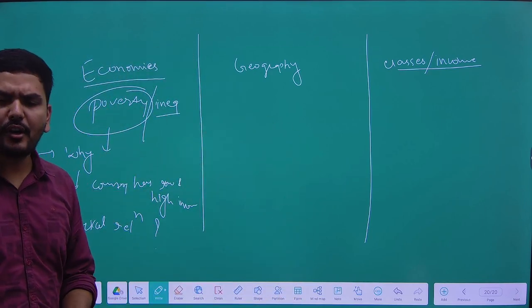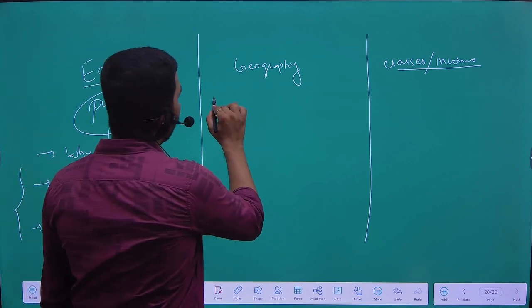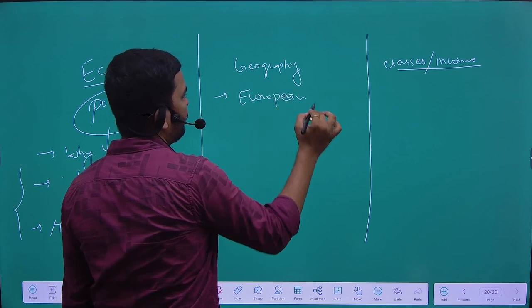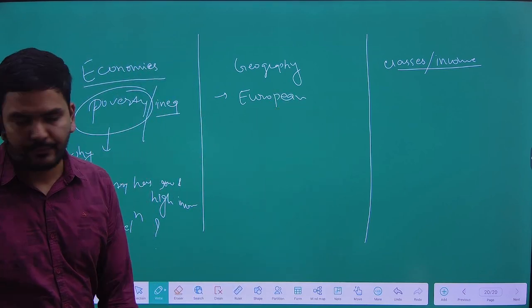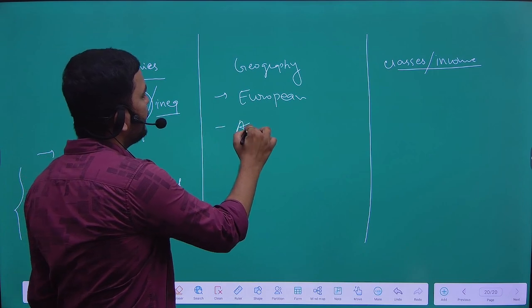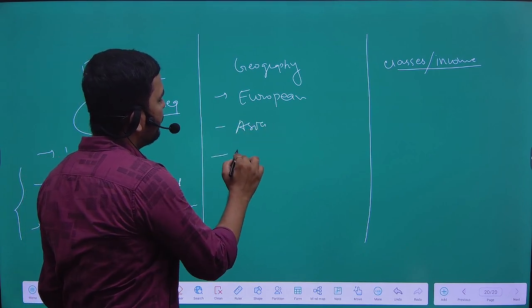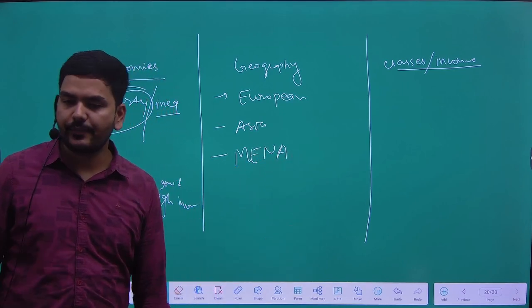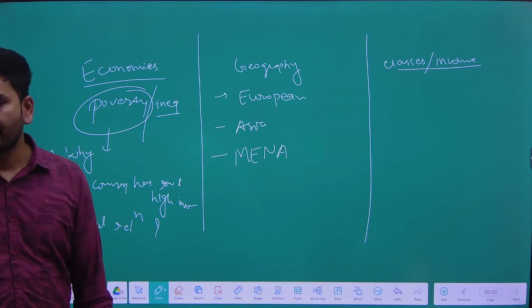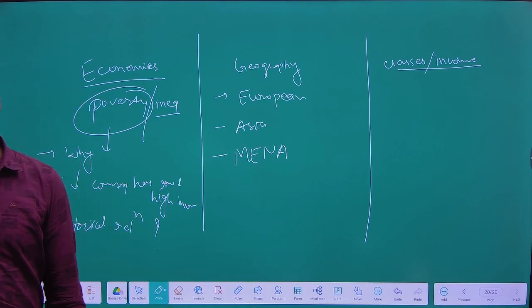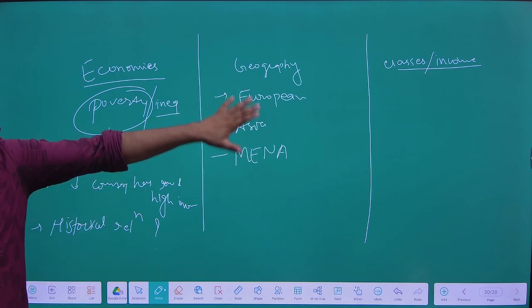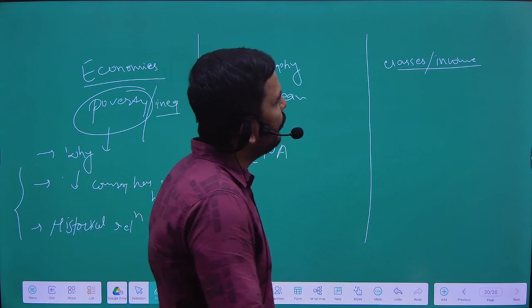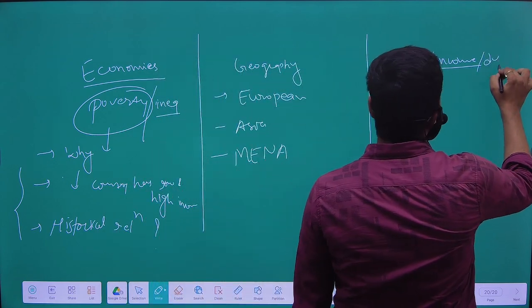Then we talk about the geography, like why the European countries are developed, why India is not developed, why Asia is not that developed, what is there in MENA countries, that is Middle East and North African countries, right? What is the difference in the Caribbean islands, right? So all these are the scope of your development economics. Then class, income, or some dynamic factors.